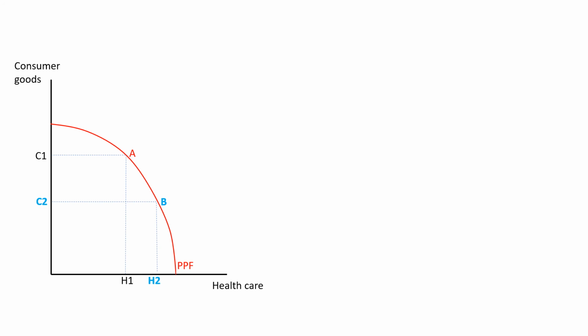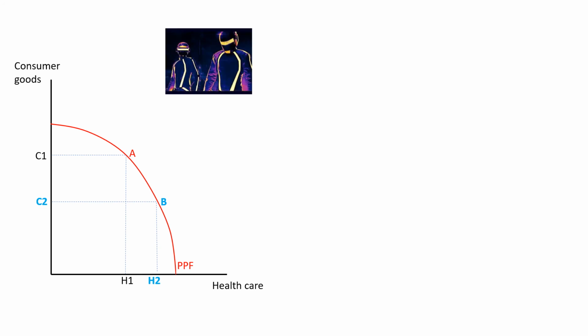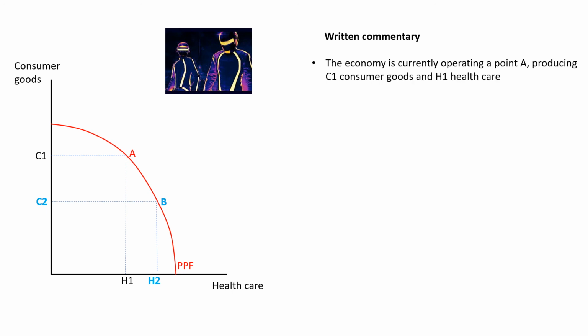So, in summary, or to recap one more time, the written commentary that you would write for this in an exam, transmission mechanisms are very important. So you would start off with something like: the economy's currently operating at point A, producing C1 consumer goods and H1 healthcare. So you explain or commentate on your diagram, and you explain it in chronological time sequence order. So we're starting off at point A. We're assuming that we're producing C1 consumer goods and H1 healthcare.